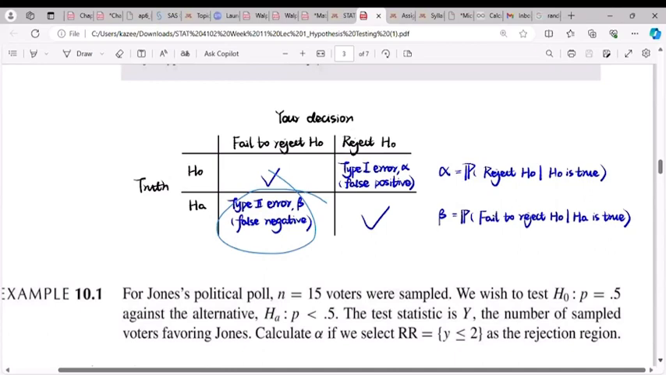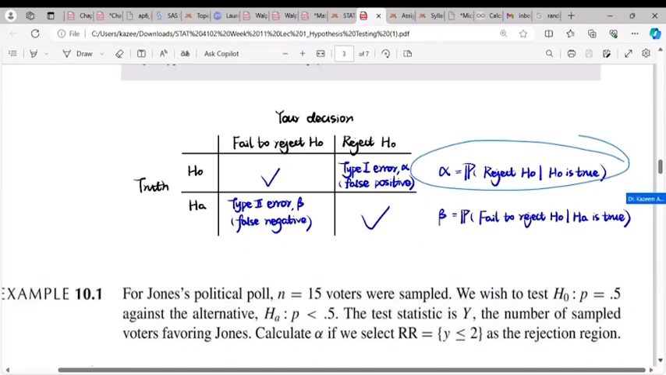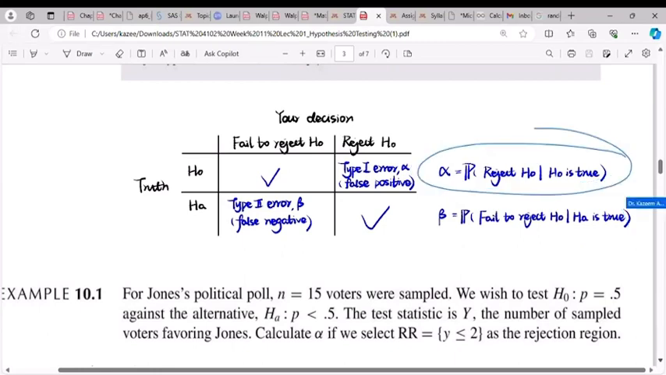That's a false negative. So what we want to stress more on is the probability of committing type 1 error and the probability of committing type 2 error. This here is the maximum probability of committing type 1 error, which is alpha. Don't forget, type 1 error is when the null hypothesis is true and you reject it. The probability of committing that error is what we call alpha, symbolically represented as alpha.